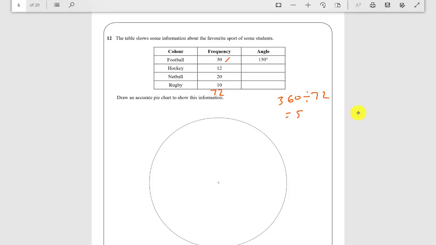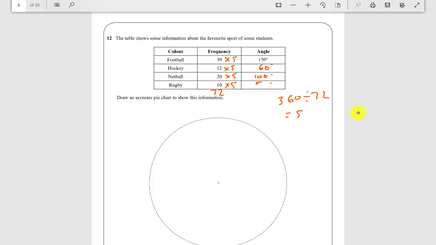So you can check your answer by multiplying 5 by 30, which gives us 150. 12 times 5 is 60 degrees. 20 times 5 is 100 degrees, and 10 times 5 is 50 degrees. Now we've got all the angle sizes.